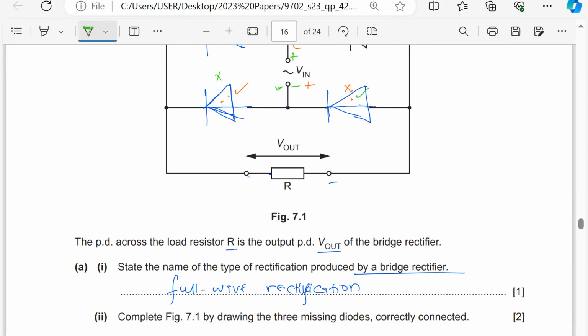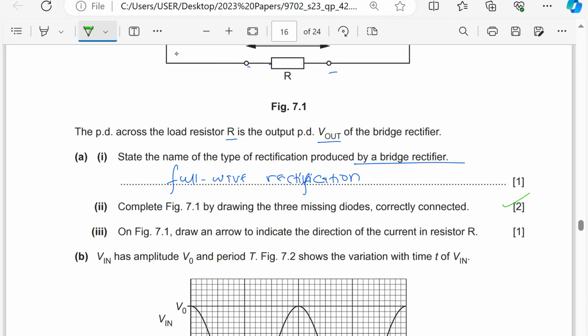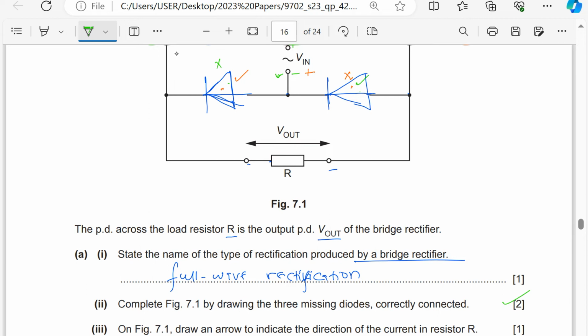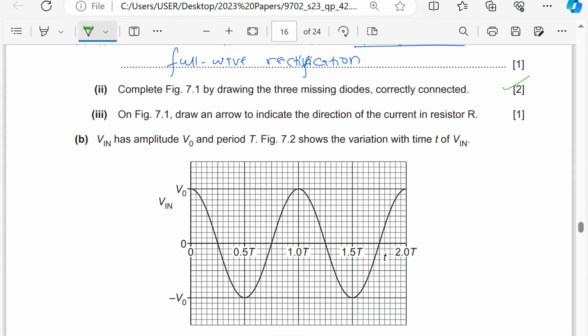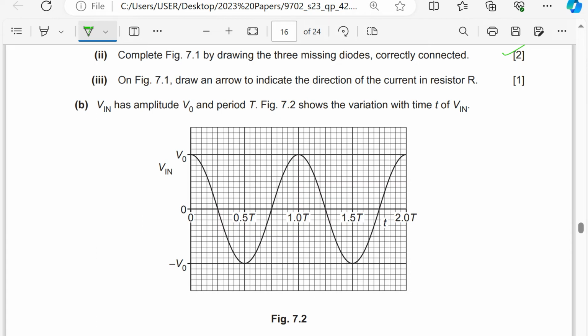So the question is, so we have done this. Draw an arrow to indicate the direction of the current in resistor R. So the current, of course, is flowing in this direction here. So I'll put here an arrow. That is the direction of the current. V in has an amplitude V naught and a period T.